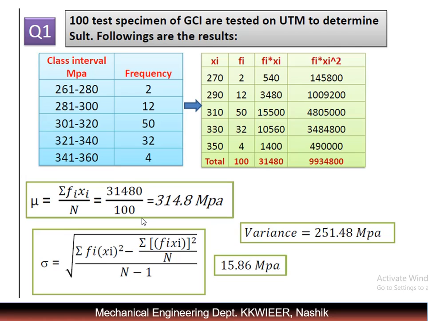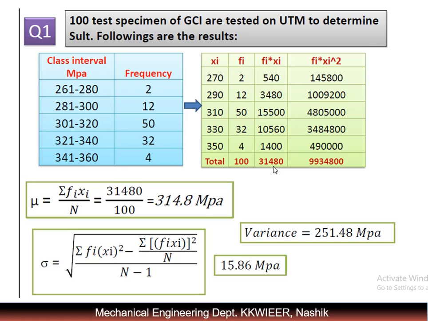Then sigma is nothing but the square root of summation of fixi square minus summation of fixi whole square divided by n, total divided by n minus 1. Putting the values, 15.86 megapascal is the sigma, and the variance is 251.48 megapascal. So these are the methods to calculate mean, variance and standard deviation.